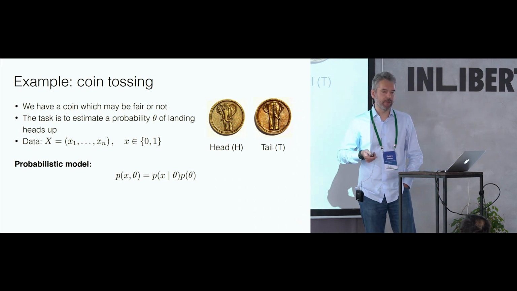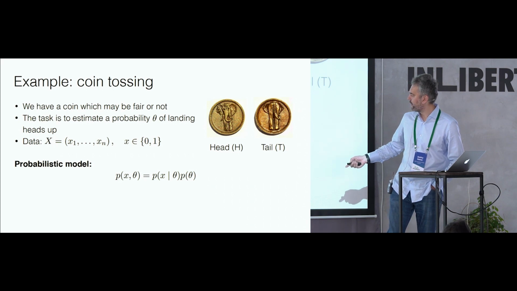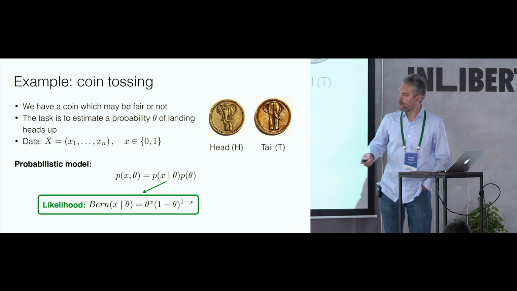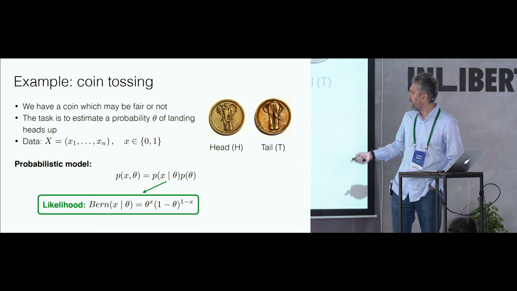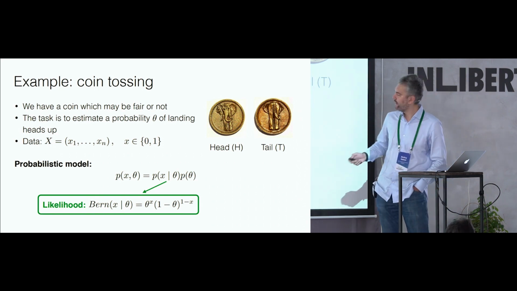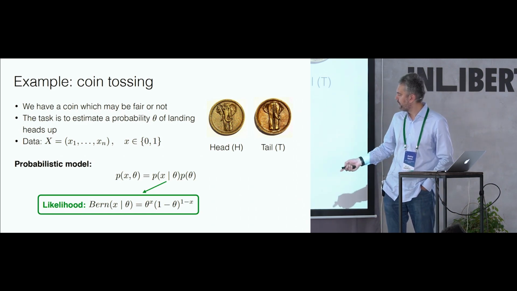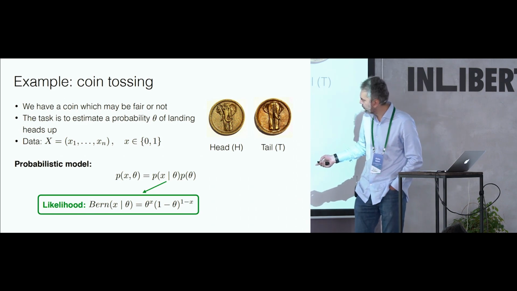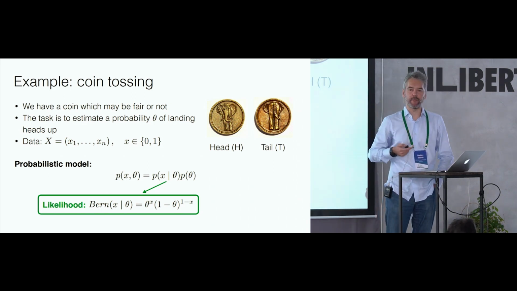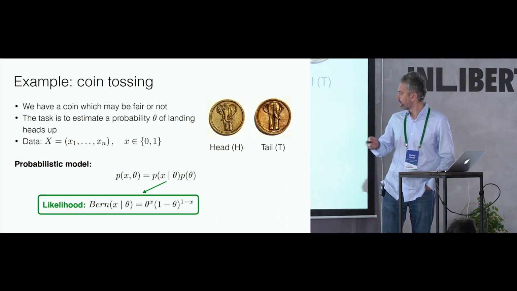This is simply a Bernoulli distribution over x. Or equivalently, this is theta to the power of x times 1 minus theta to the power 1 minus x. If x equals 0, this means tail, and then we have 1 minus theta. This is exactly the probability of tail. And if x equals 1, then this distribution equals theta, and this is exactly the probability of a head. So this is our likelihood function.